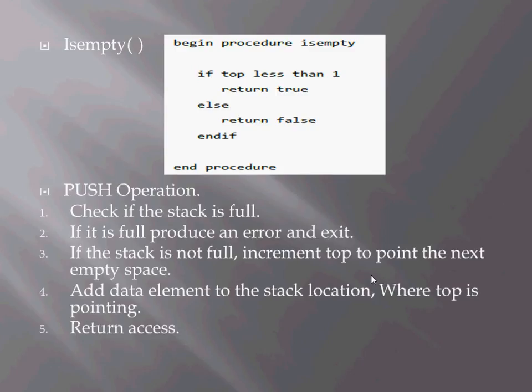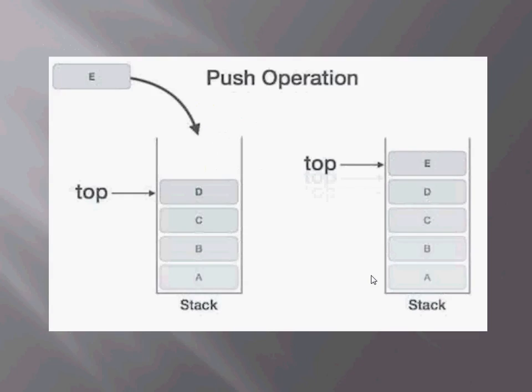There are 5 spaces and 4 elements, and the pointer increments to the 5th space, so in the 5th place we can push an element. Then add the data element to the stack location where top is pointing. So in this place we can add something. Return success. This is what happens.